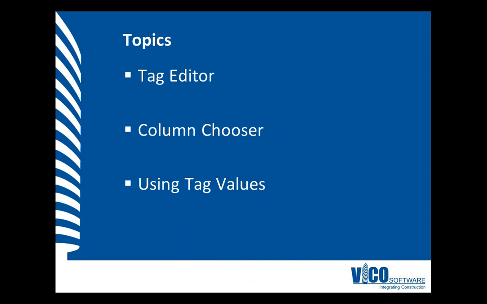In this video, I will explain how you can use the tag editor in Vico Office. With the tag editor, you can define new custom properties for assemblies and components. I will use the column chooser to activate the column for the new tag, and then I will assign predefined tag values to some components.